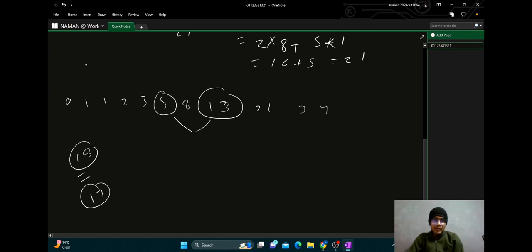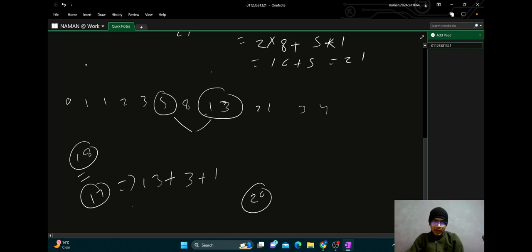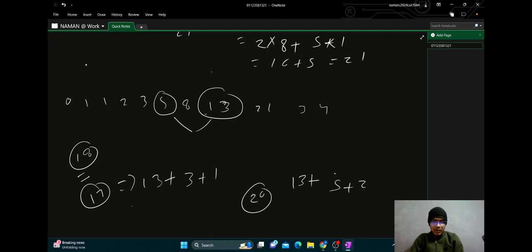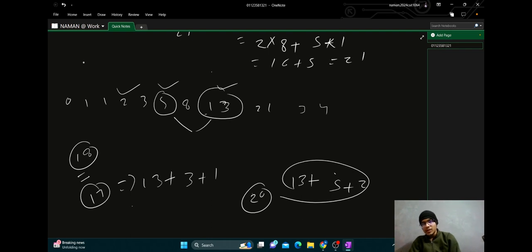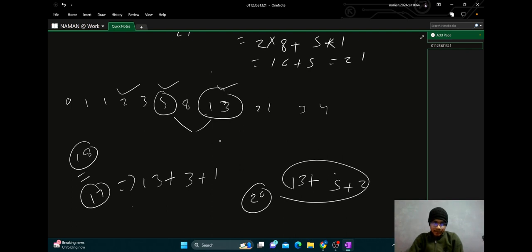For 17, it can be represented as 13 plus 3 plus 1. Take 20. 20 can be represented as 13 plus 5 plus 2. So as you can see, any number n can be represented as a sum of some Fibonacci numbers.